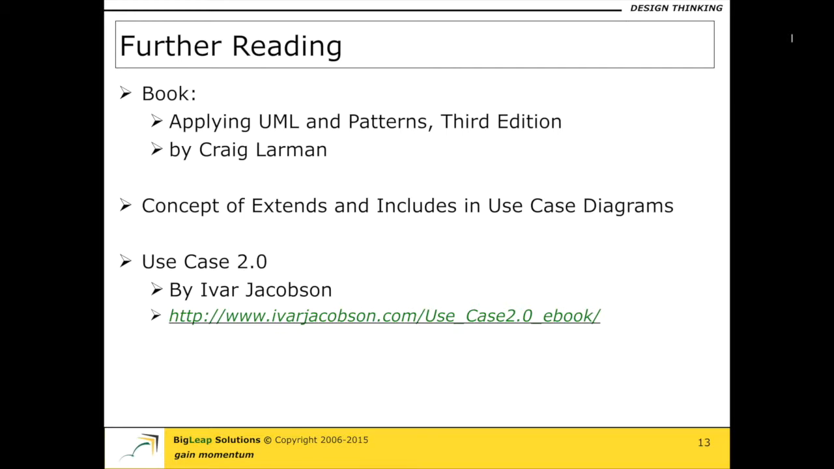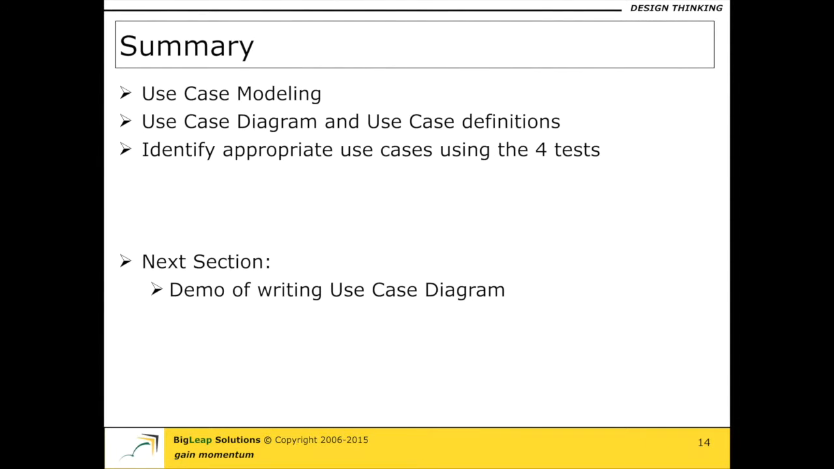With that, we come to the end of this particular video. Here's a quick look at what we did. We started off defining what use case modeling was, and then looked at the 2 main components of use case modeling, which are use case diagrams and use case definitions. And then we spent a bit of time learning the 4 unit tests by Craig Larman, which help us identify use cases correctly. In the next section, we're going to be looking at a demo on how to write use cases using StarUML. I'll see you guys later then.